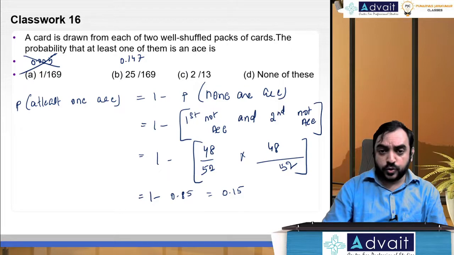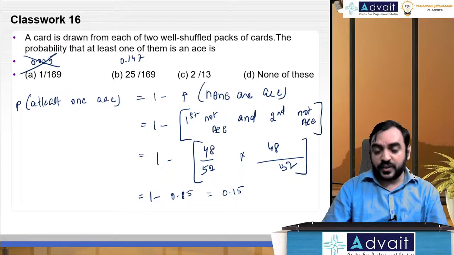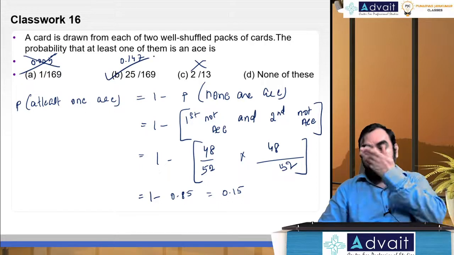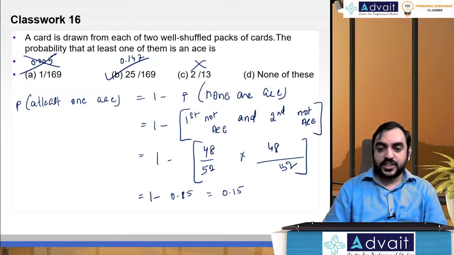Let's do the third one. 2 by 13 is 0.1538. I think that will not be the number. I think this is closer: 48 by 52 into 48 by 52, minus 1. I think 0.147 is closer. If you actually calculate, you'll understand. Therefore, 2 by 13 is also not the answer. So option B, 25 by 169.